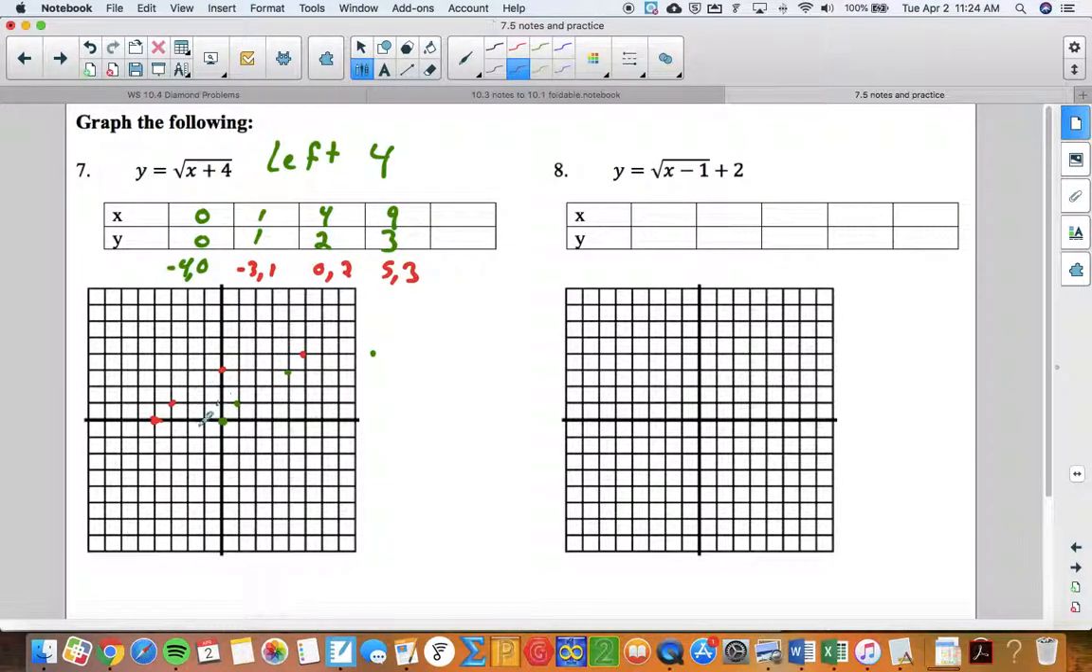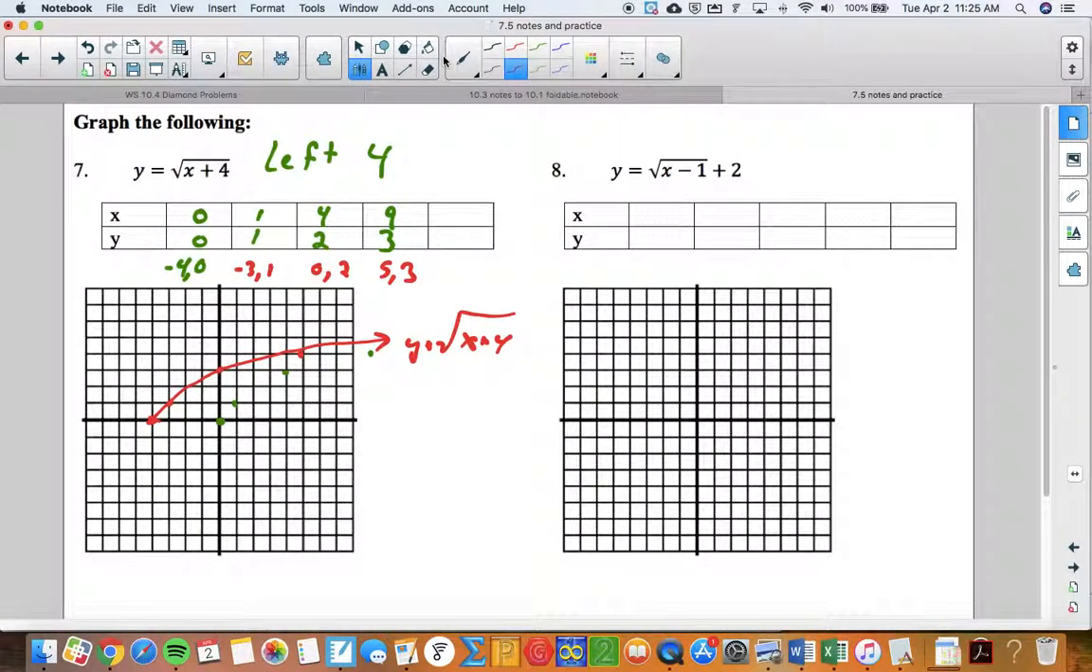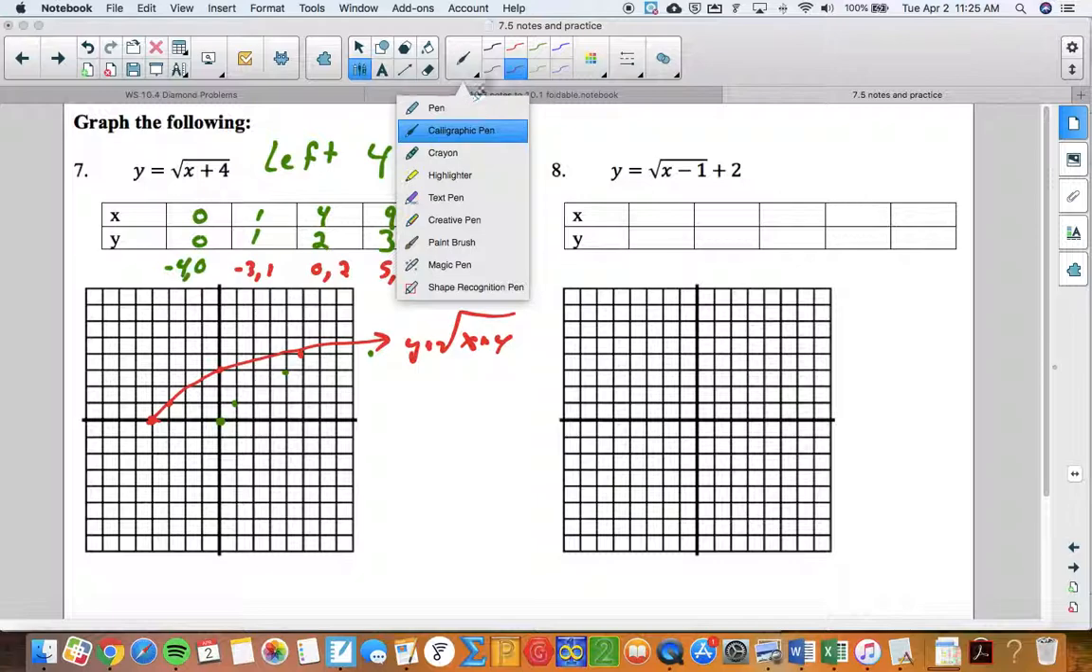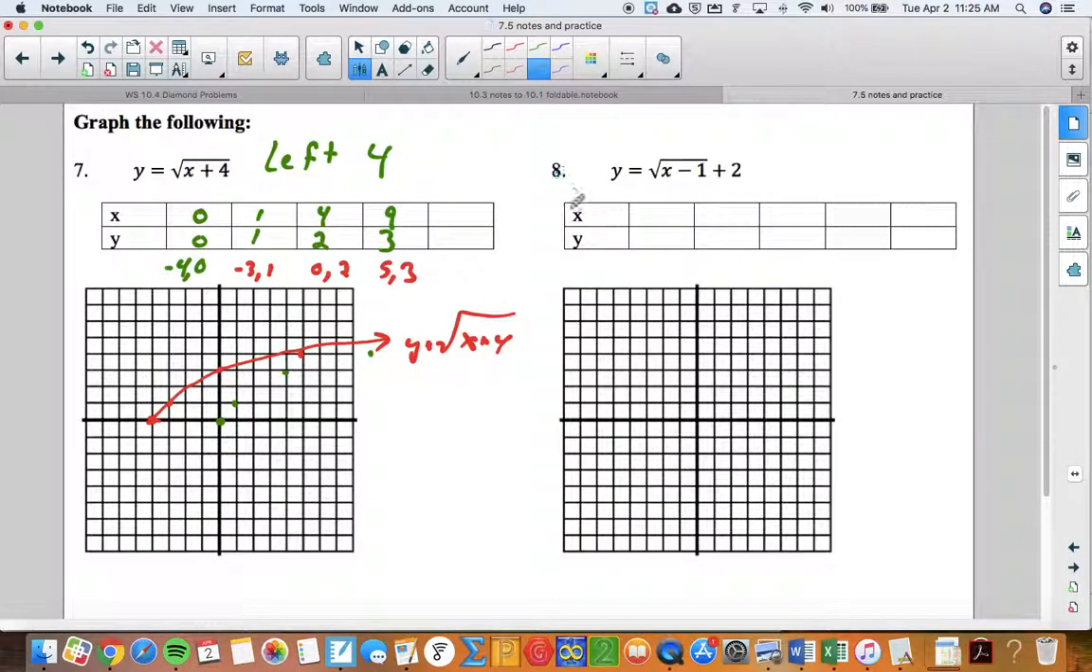Something like that. And so this red function is actually the graph of that equation. So here is the equation y equals the square root of x plus 4 in red. Now this is another square root function, so I'm going to just refresh my memory again on what the square root of x looks like.